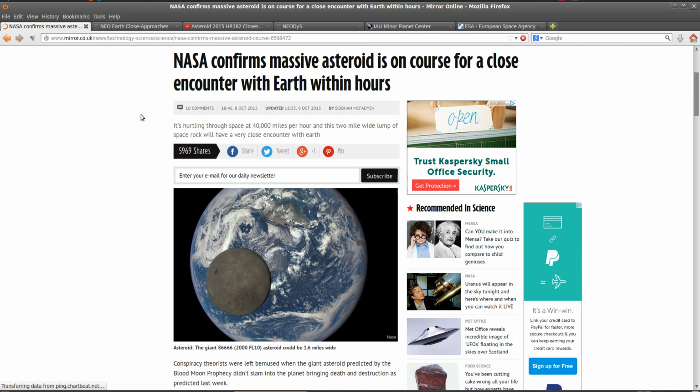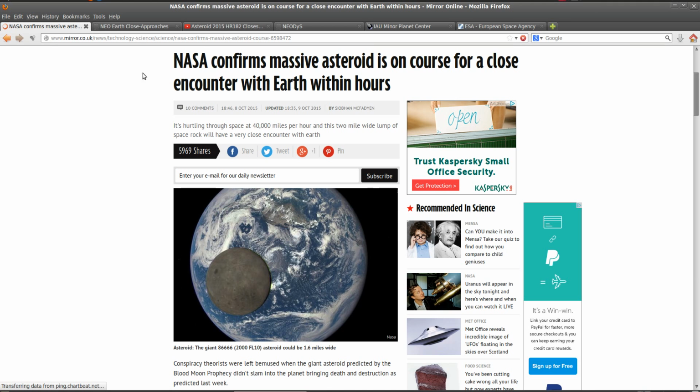Hi folks, today I'm going to be talking about a couple of asteroids. The first one is 2000 FL10. It made a close approach by Earth earlier this week, but it actually missed us by a good amount, though you wouldn't know it from reading all the sensationalistic headlines about an asteroid narrowly missing Earth, and all the devastation it would cause if it happened to hit us.